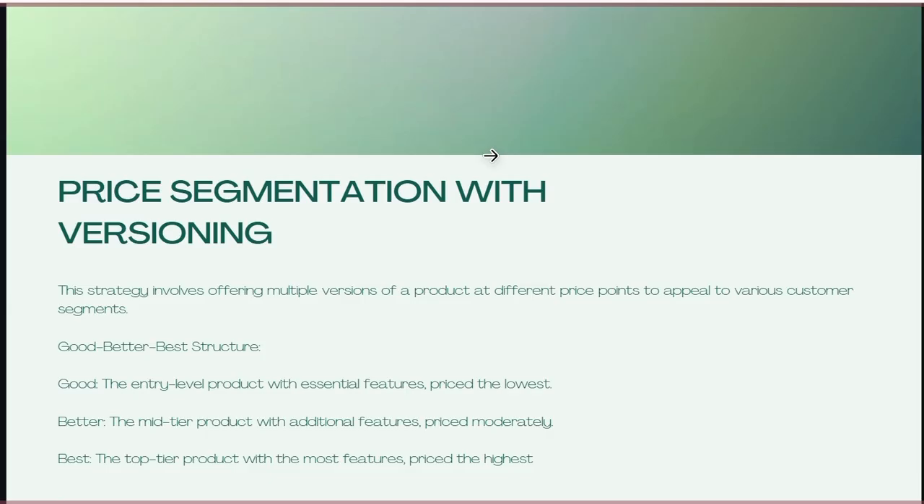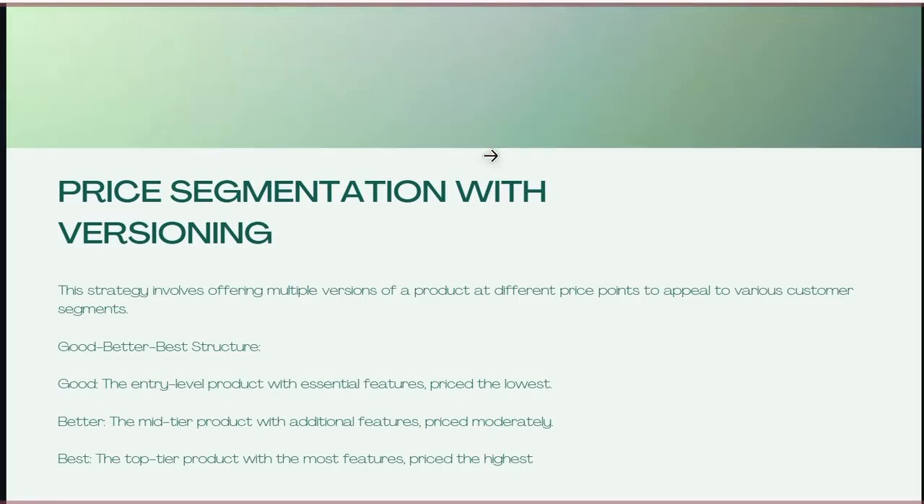So for our first topic, which is my topic, is price segmentation with versioning. The concept of price segmentation with versioning involves creating multiple versions of a product to cater to different customer segments based on their willingness to pay. This strategy typically follows a good, better, best structure. The good version is the most affordable with only essential features, while the better version has additional features and is mid-price, and the best version is the most expensive, offering the highest level of functionality. Next slide, please.